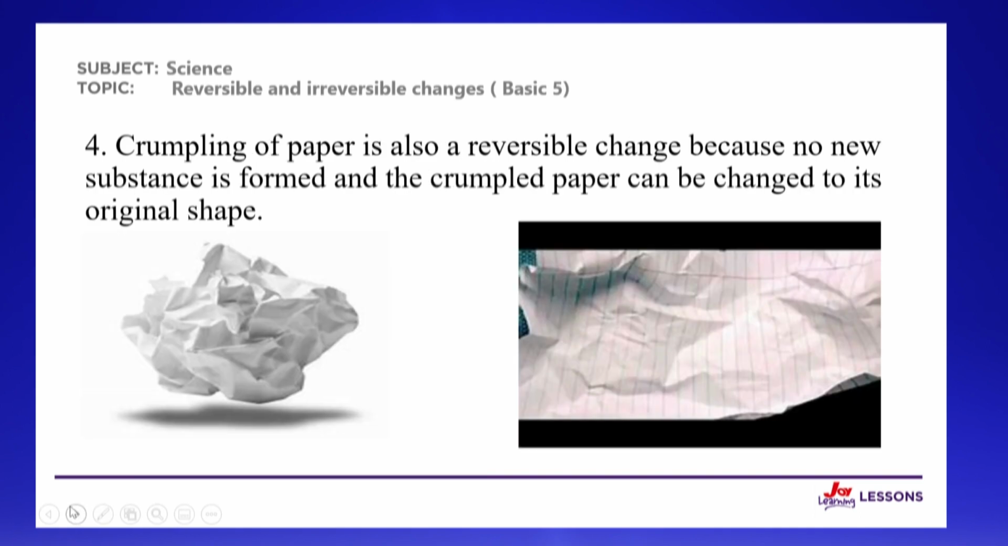Now, when you take a piece of paper and crumple it, you can still straighten it to become very straight. So crumpling of paper is also a reversible change because no new substance is formed, and the crumpled paper can be changed to its original shape. So take note of this. In reversible change, no new substance is formed, and that change, you can reverse it back to its original state.